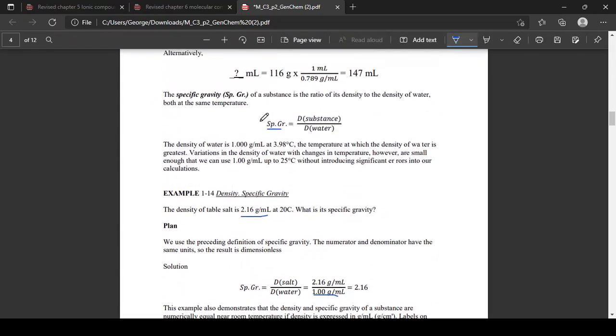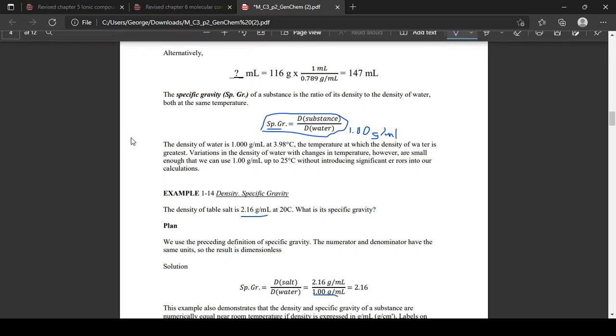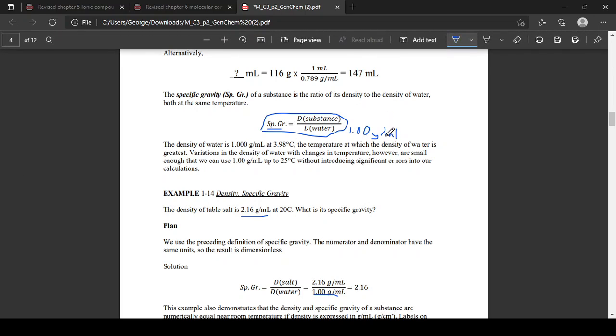So how do we solve for your specific gravity? With the formula of the density of your substance over your density of water. Again, ang constant ng water is always 1.00 grams per ml. Constant siya, kids, when we are dealing with the density of water.